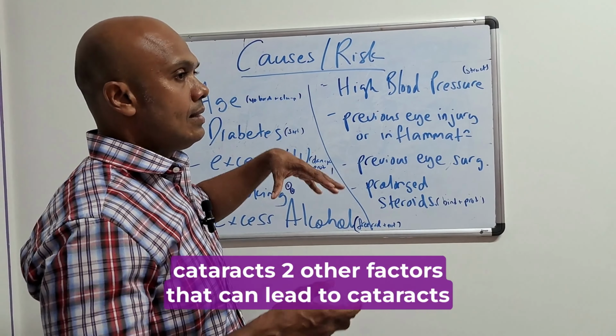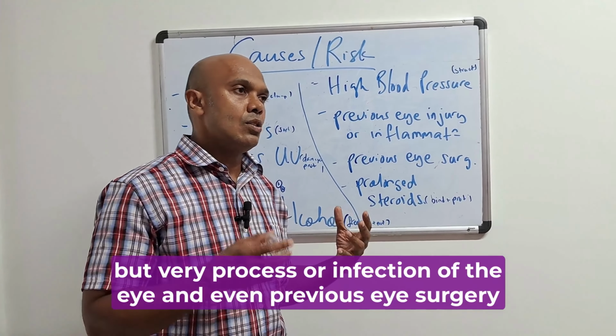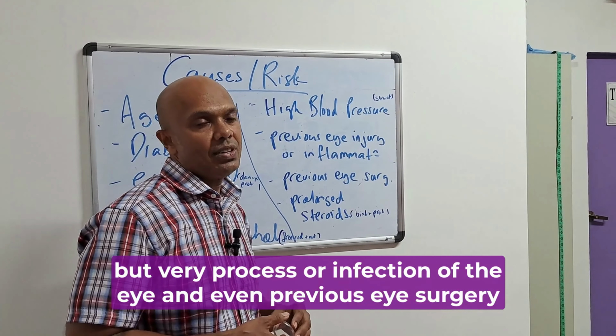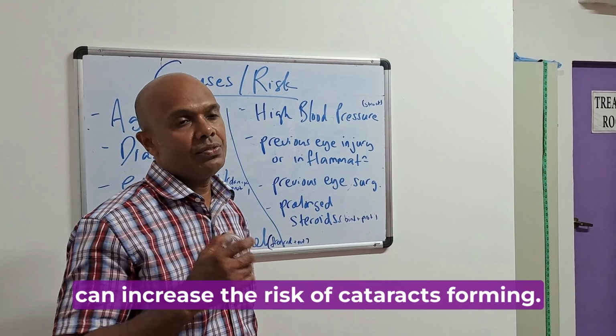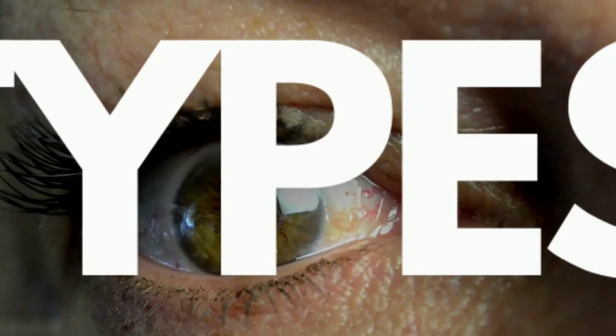Two other factors that can lead to cataracts are a previous eye injury or some sort of inflammatory process or infection of the eye, and even previous eye surgery can increase the risk of cataracts forming. Okay, so let's take note of that.